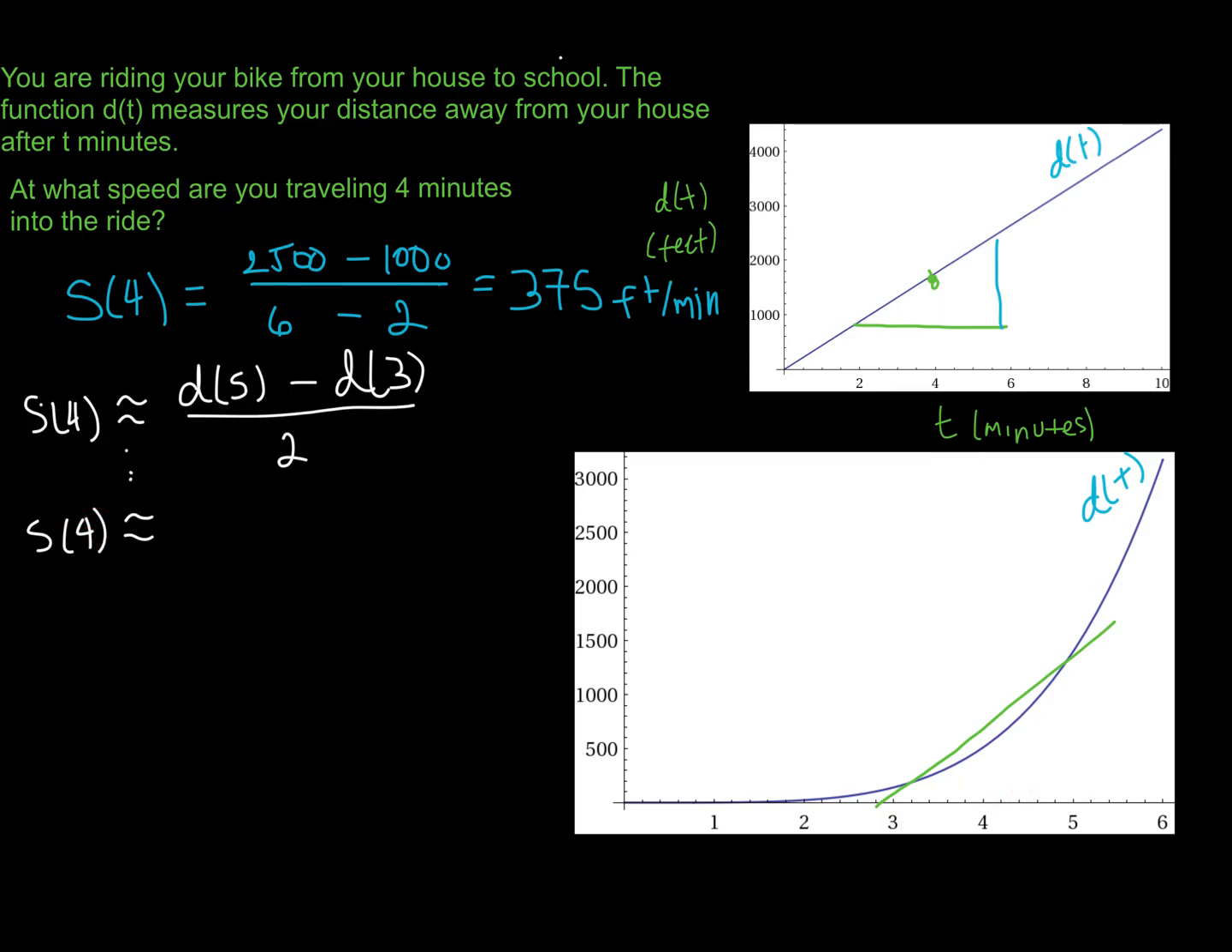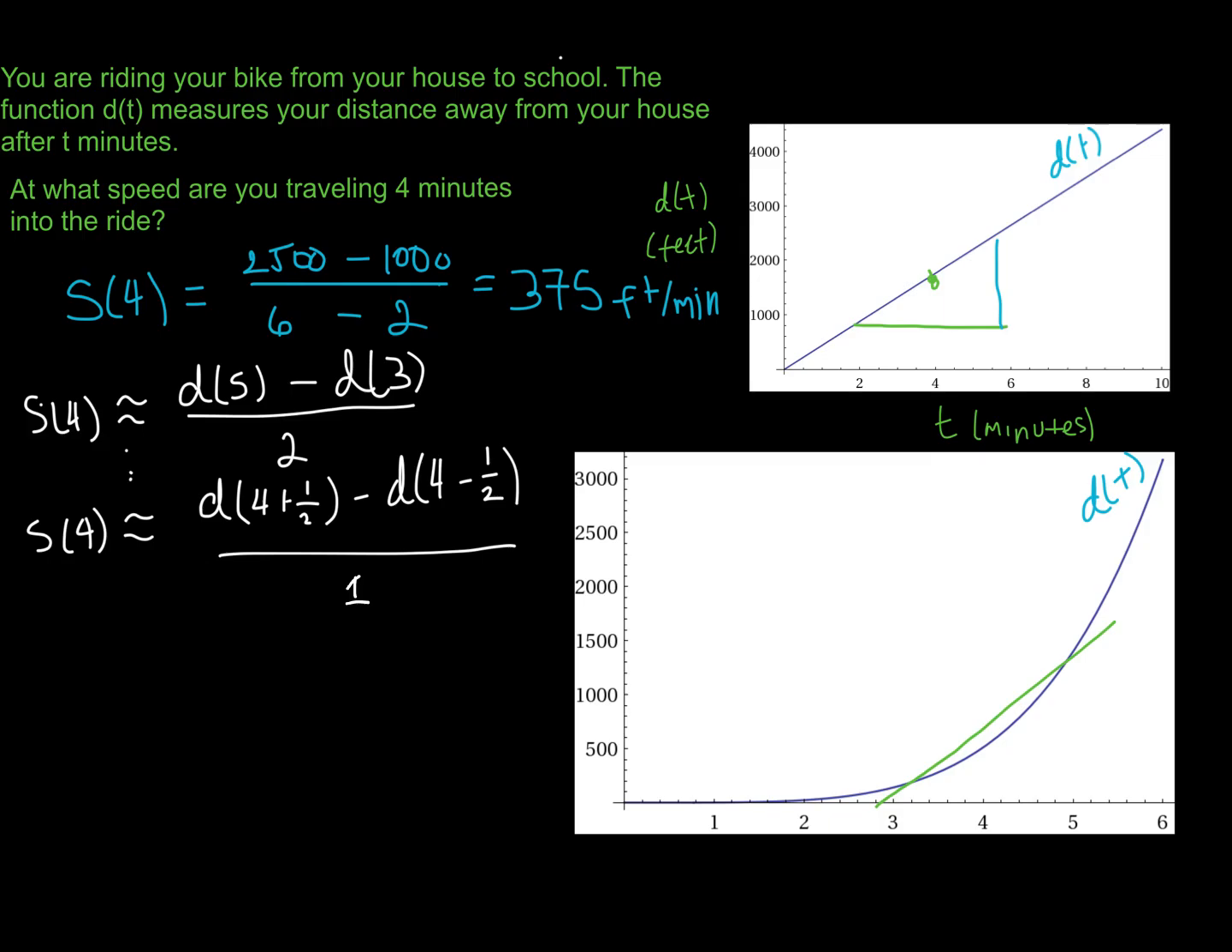So what I'm going to do is find the distance I was at 4 plus 1/2, and I'm going to subtract away the distance I was at 4 minus 1/2. And how many minutes did that take? Well, I'm at 4 minus a half here, and then 4 plus a half there, right? So it's just 2 halves or 1 minute. Okay.